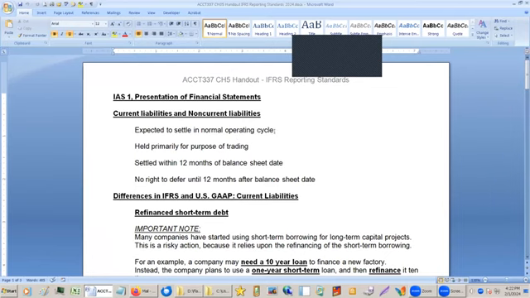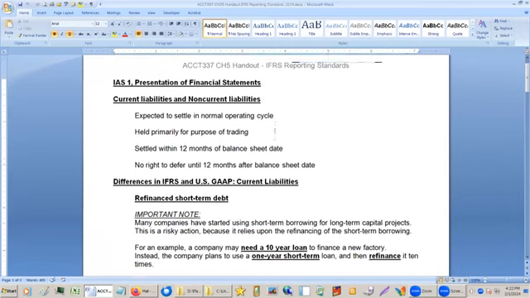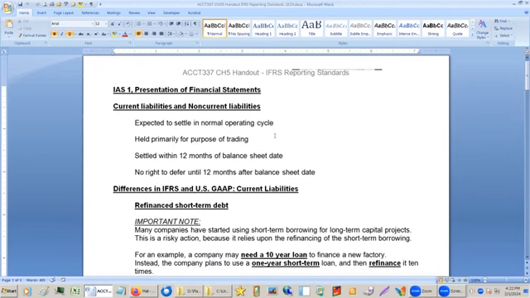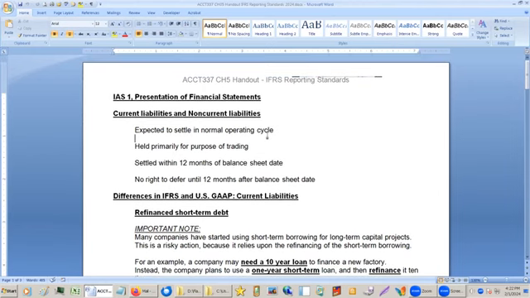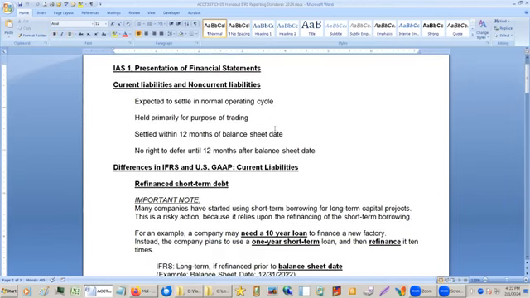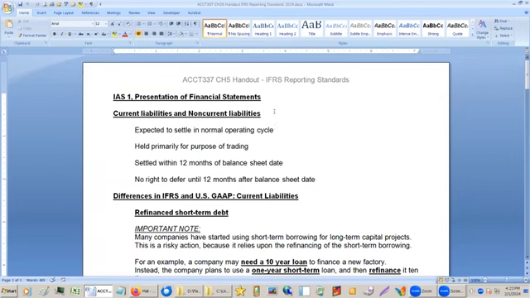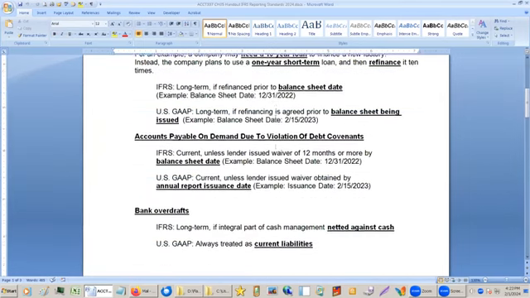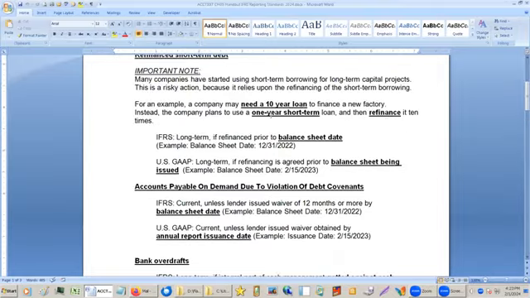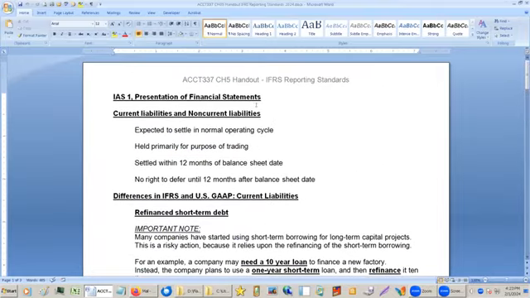So let's go to chapter 5, current liabilities. We're talking about liabilities. We'll talk about this a little bit. But anyway, okay, so current liabilities.